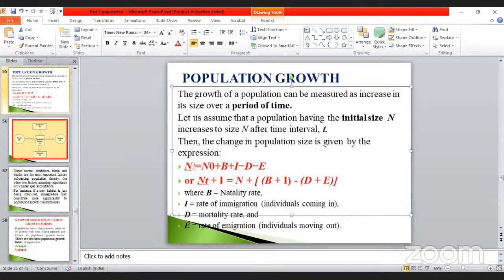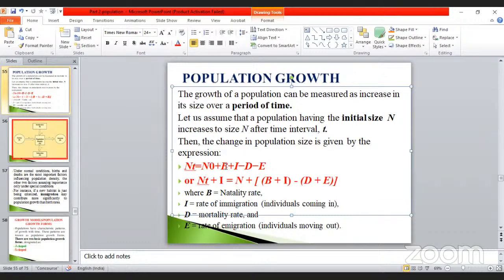The expression is Nt. Nt means N is denoted as the initial size. Which one is the given time? That is equal to N0, the initial. There is an N0, isn't it? Plus birth, plus immigration, minus death, minus emigration. These are all collectively called the changes. The change in population size is given by the expression. Nt is denoted as the total after the changes in population. The N0 is the initial stage.